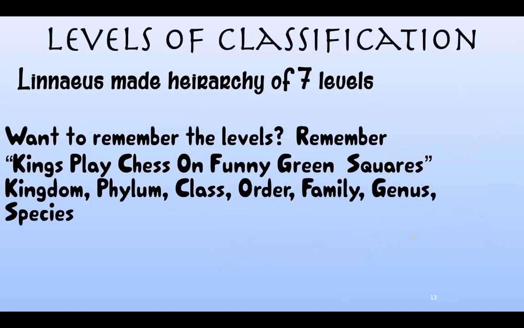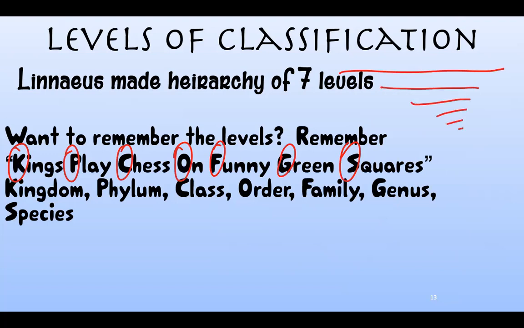Okay, so my trick to remembering the order of the 7 levels of the hierarchy, right? Kingdom, phylum, class, order, family, genus, species. I remember kings play chess on funny green squares. That gives you the first letter of each level. And so this is what's considered a hierarchy because you've got kingdom up here and then phylum, class, order, family, genus, species. So as you move down, you become smaller and more specific, and that's what hierarchy means.